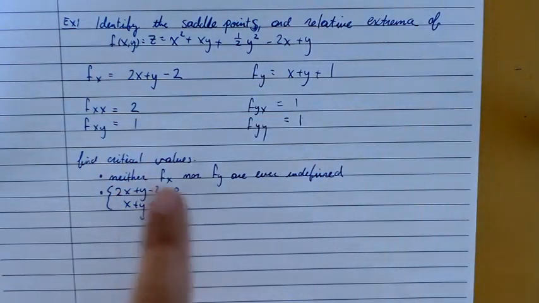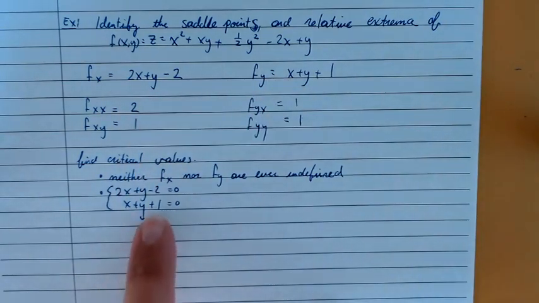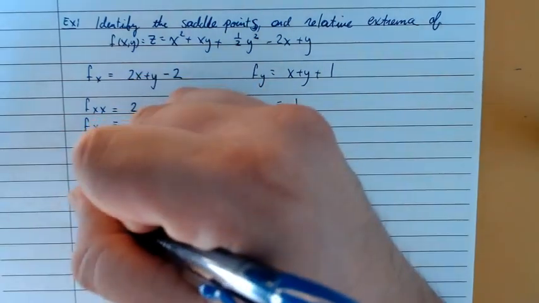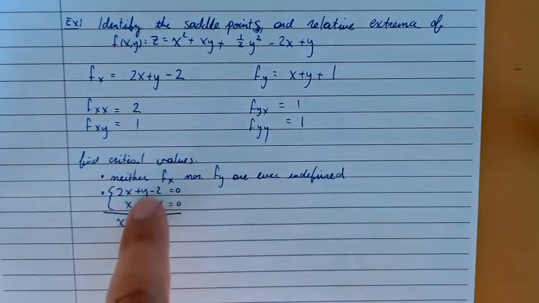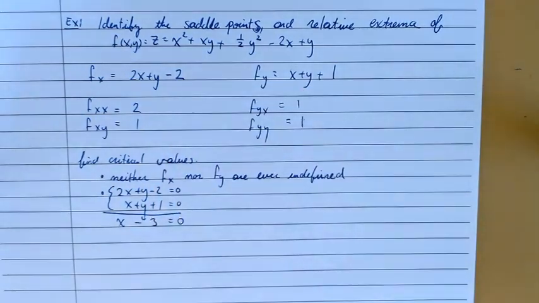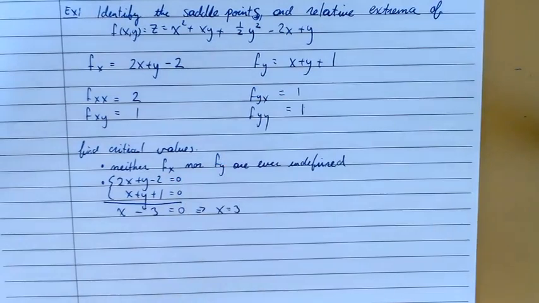And here, this is a system of equations. We want to solve both of them equal to 0 simultaneously. So here I can go ahead and subtract the two lines from each other. 2x minus x is equal to x. y minus y is 0. And negative 2 minus 1 is negative 3. And 0 minus 0 is equal to 0. So that suggests that x must equal 3.